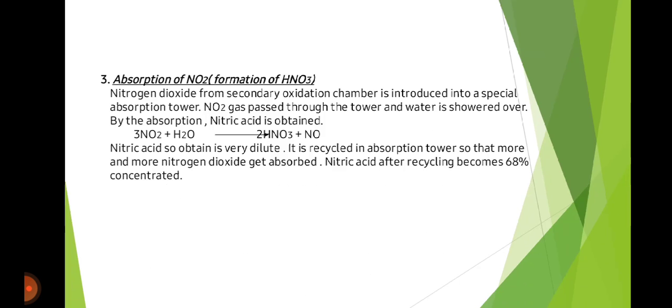Nitrogen dioxide from the secondary oxidation chamber is introduced into a special absorption tower. Now what is an absorption tower? An absorption tower is a long vertical column used in industries for absorbing gases. Here NO2 gas is passed into the tower from the bottom and water is showered over it. So by the absorption, nitric acid is obtained. Nitric acid so obtained is very dilute. It is recycled in the absorption tower so that more and more nitrogen dioxide gets absorbed. Nitric acid after recycling becomes 68% concentrated.